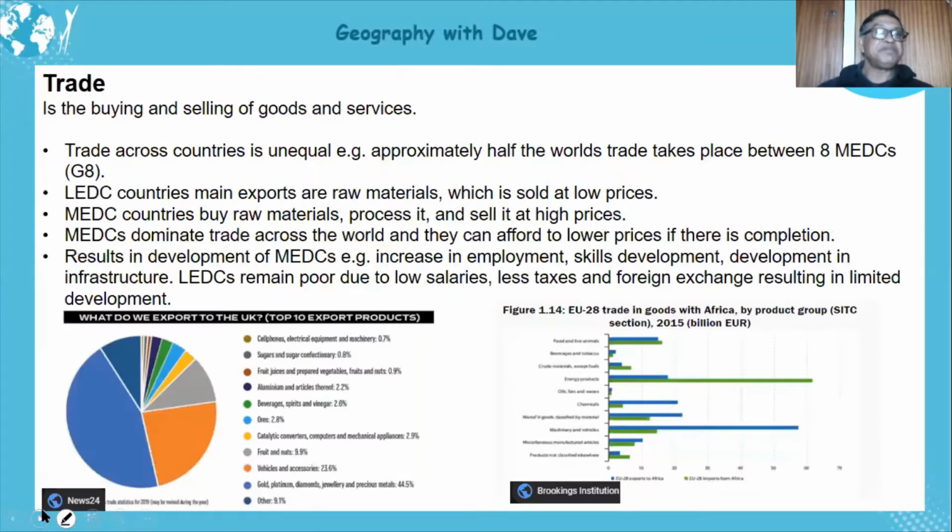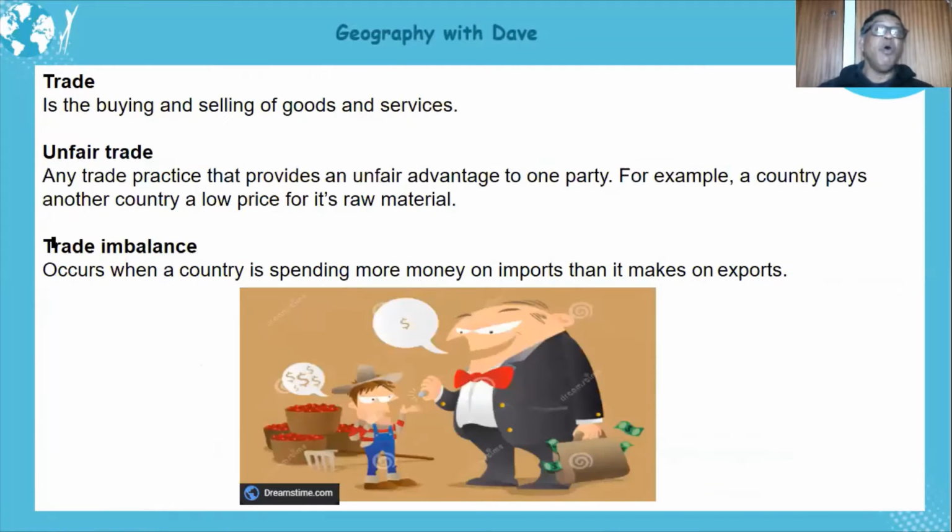Right, let's go on. Then trade. This is the buying and selling of goods. Now, I want to just go over to this slide first. All right, trade is the buying or selling of goods and services between different people or different countries. You understand? Processed goods, raw materials, services, etc. Okay, that's trade.